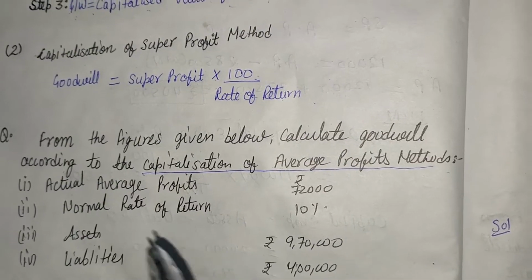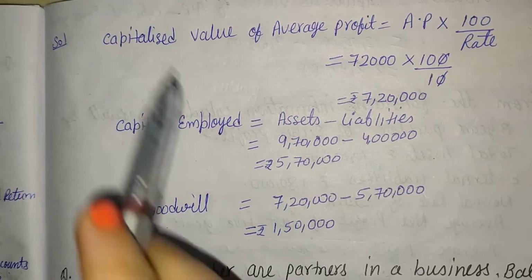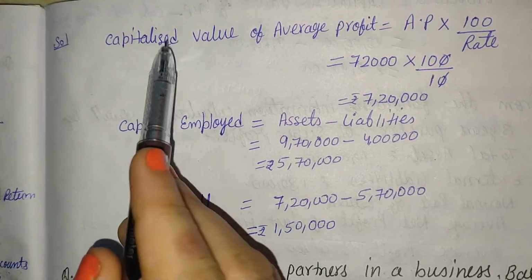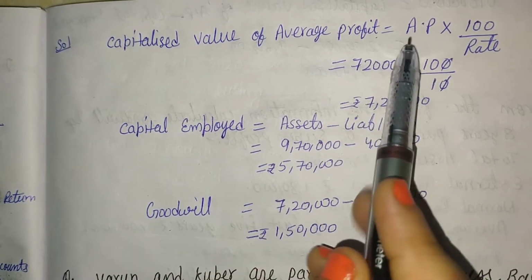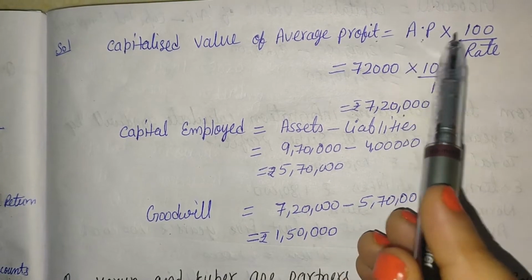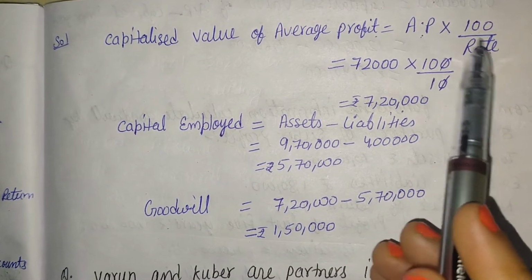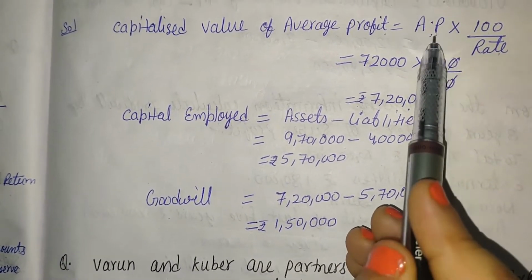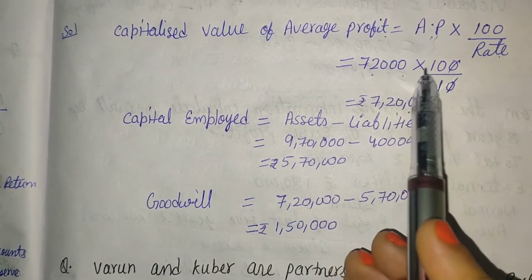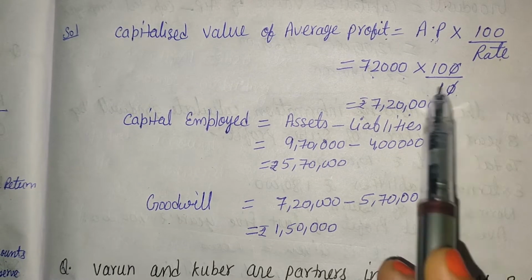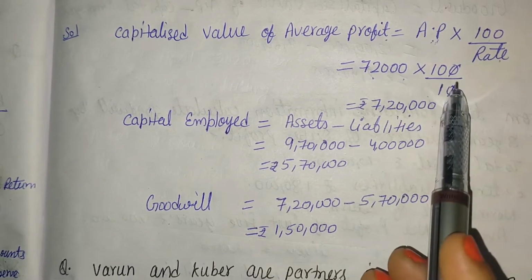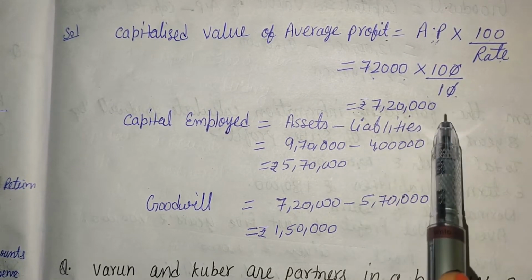Now, what is the first step? The capitalized value of average profit, and the formula is average profit into 100 divided by rate. In this, average profit is given in the question, that is 72,000 into 100, and the rate of return is also given in the question, that is 10%. After solving this, we get 7,20,000.